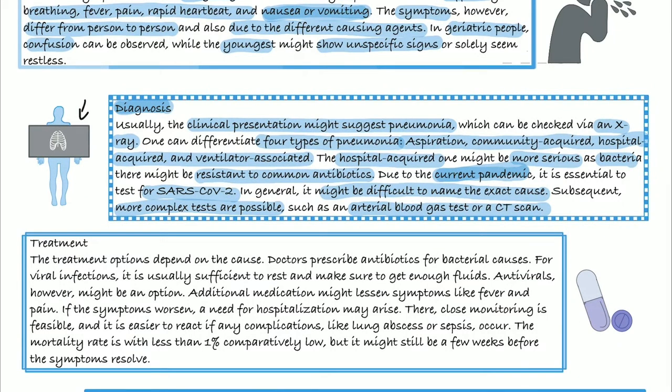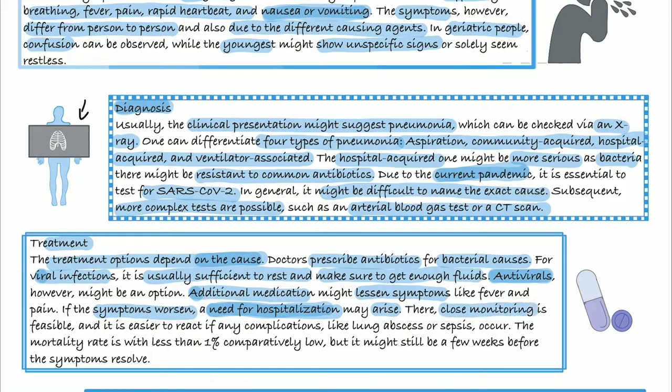Now, what can you do to treat it? There are various treatment options which depend on the cause. Your doctor might prescribe you antibiotics for a bacterial cause, and as indicated before, for viral infections, it's usually sufficient to just rest and make sure to get enough fluids. Antivirals, however, are an option. And there is, of course, also additional medication to lessen symptoms like fever and pain. But in general, if any of the symptoms worsen, it's possible to go to the hospital, and there might also be a need to do so.